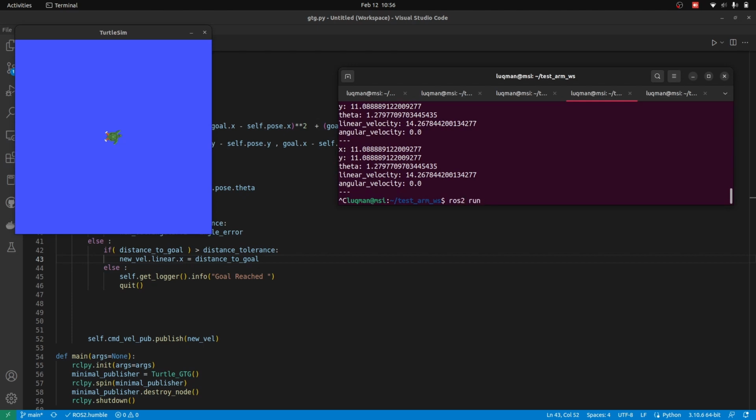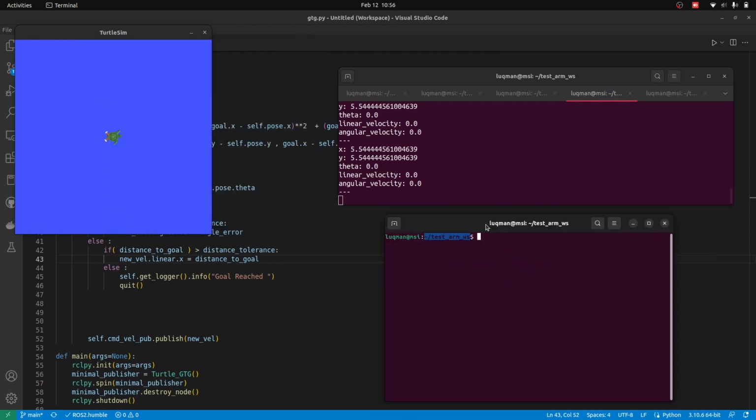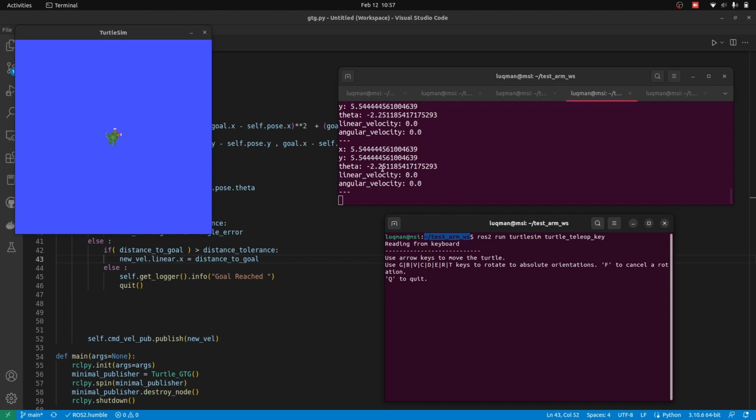ROS2 run turtlesim turtle_teleop_key. Now if I rotate the robot, you can see the theta is increasing, and after a certain value this theta has turned to negative. When it goes to anti-clockwise rotation at a certain angle, after that it turns to negative and then reduces to 0, this theta value.